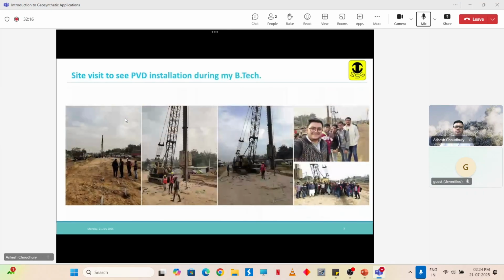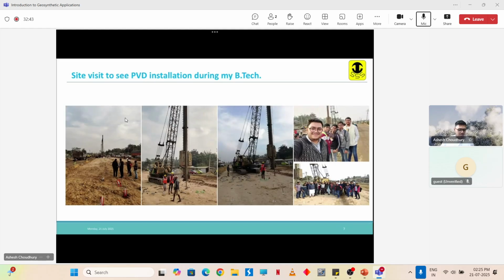Now, this was one of the site visits that we did during my BTech days, my undergraduate study days. So here we had an area where PVDs were used. You must have studied about sand drains when you studied about consolidation. So what do these PVDs do? This white stuff that you see here is nothing but the PVDs.